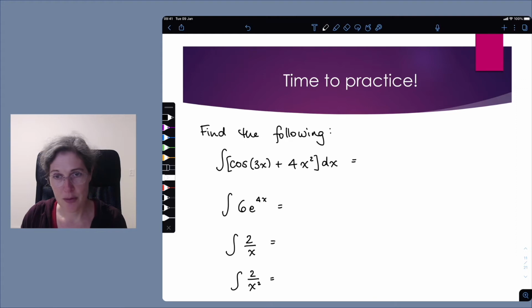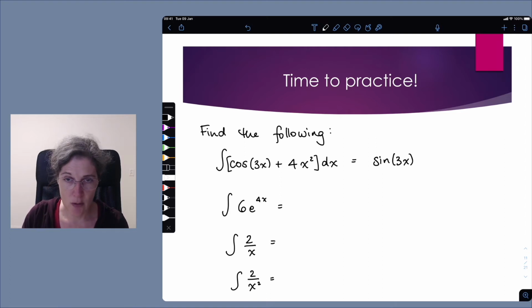All right, here we go. We want to find the indefinite integral of cos of 3x plus 4x squared with respect to x. Okay, so what did I have to differentiate in order to get cosine of 3x? Well, I know that it's going to be something like sine of 3x, but if I differentiate sine of 3x, there's a chain rule involved there, and I'll get a 3 coming out. So I'm going to need to multiply this by 1/3.